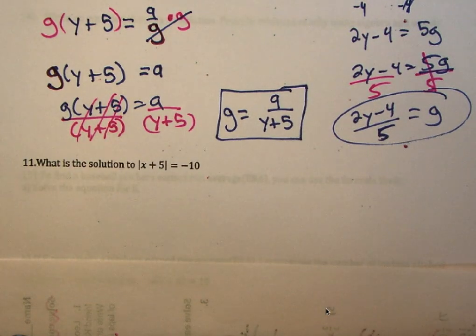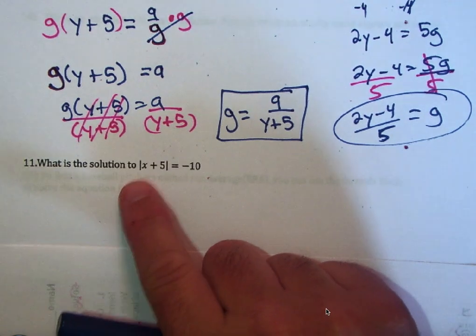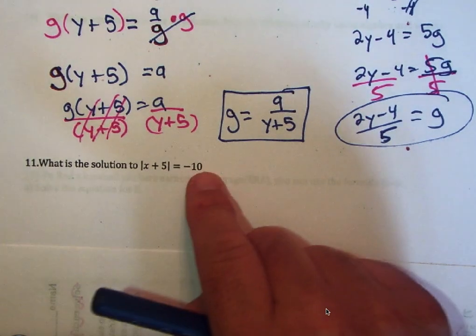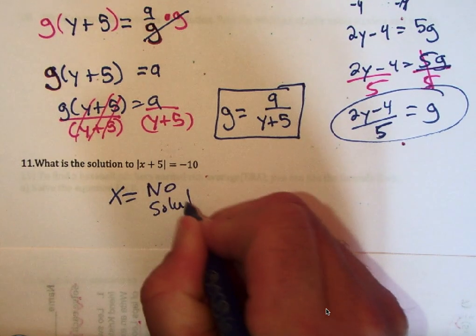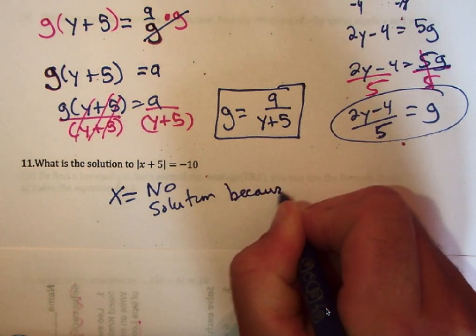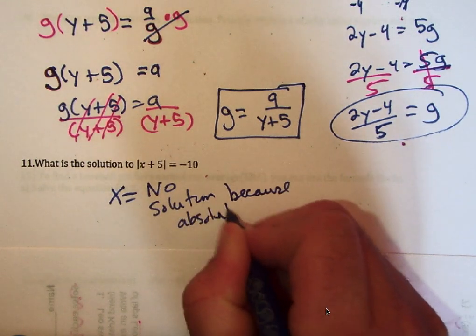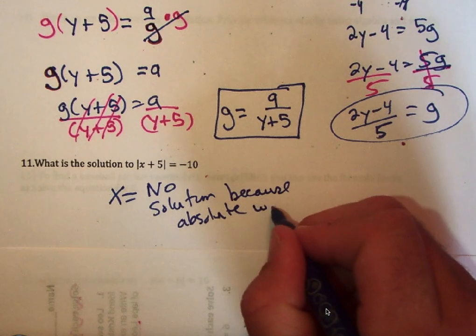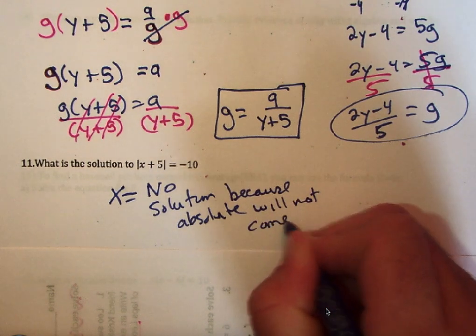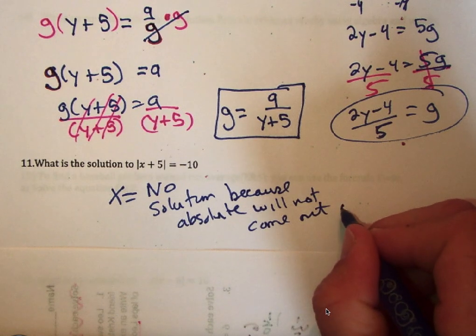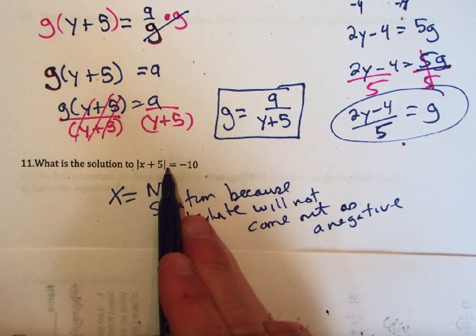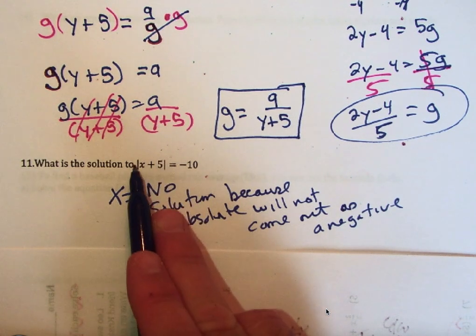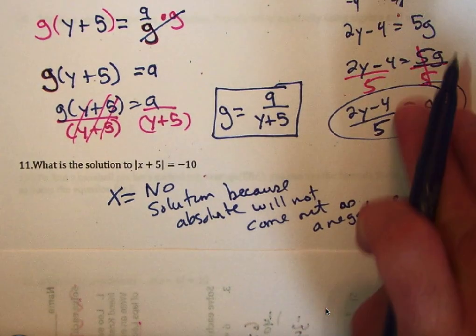All right, number 11. What is the solution to the absolute value of x plus 5 equals negative 10? So what numbers can we put in here that will make it equal to negative 10? And the answer is that x actually has no solution because absolute value will not come out as a negative. There's no number whose absolute value is going to end up equaling negative 10. Not in this one. Cool.